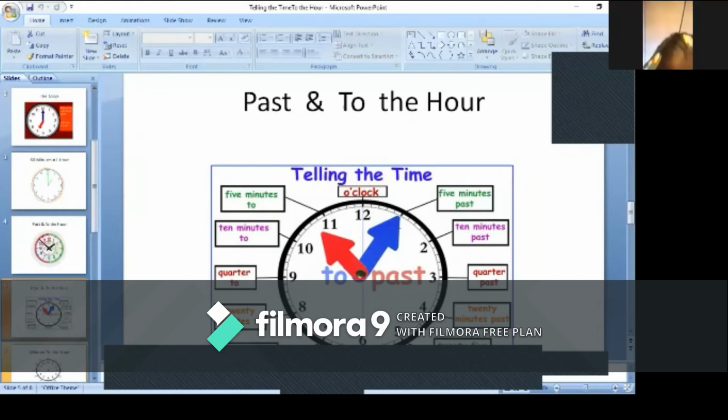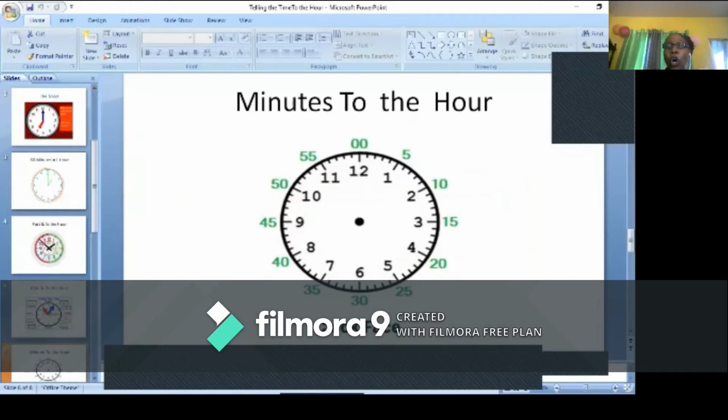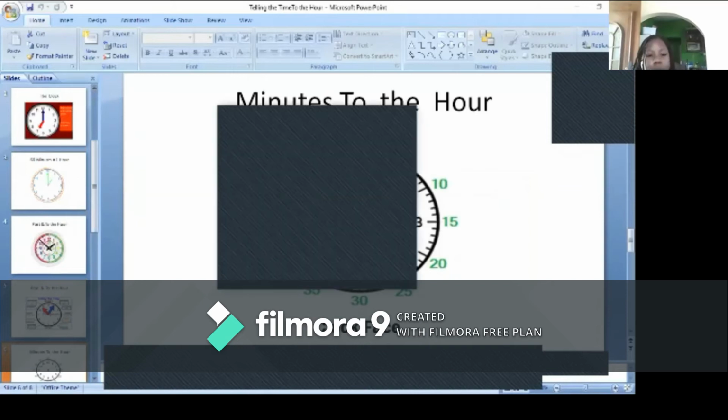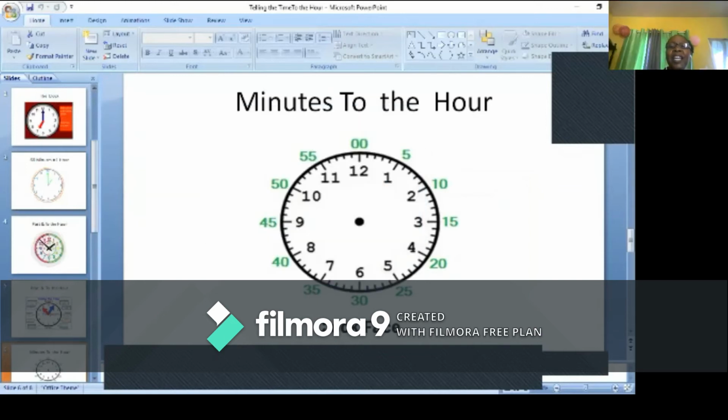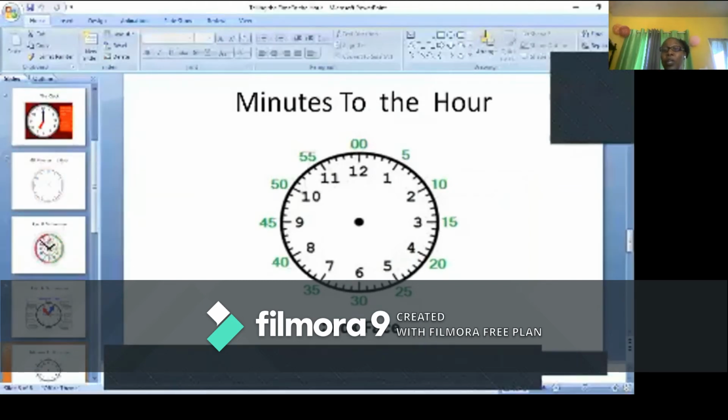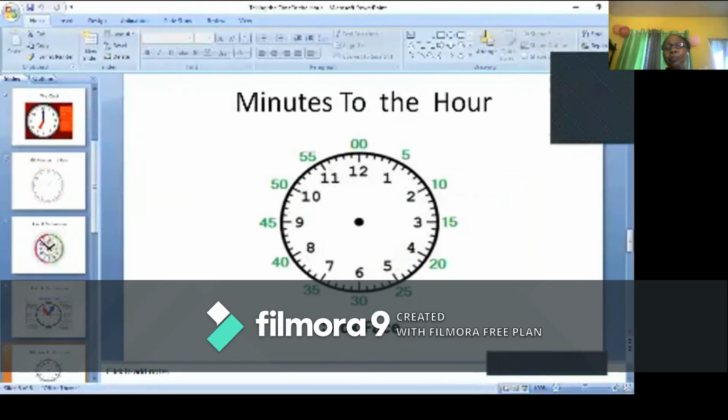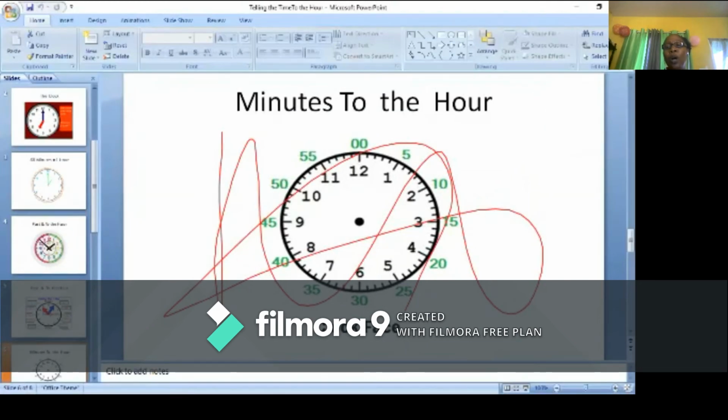All right. Let us look at this now very quickly. Just look right here. Pay attention. Minutes to the hour. So it has minutes past: 5 minutes past, 10 minutes past, 15 minutes past, 20, 25, to 30 minutes past or half past the hour. On this side now, we are going to go around to the hour.